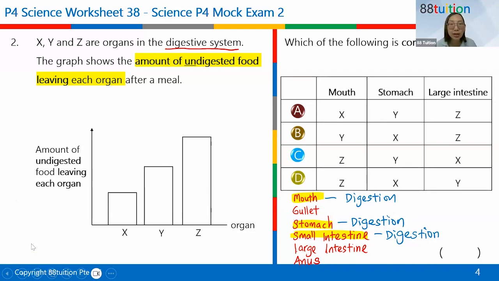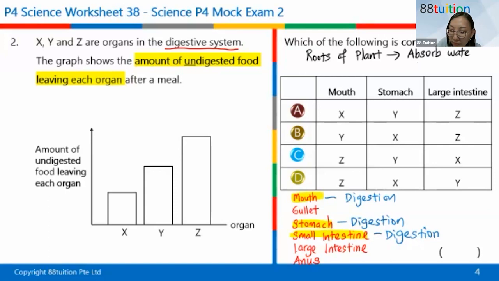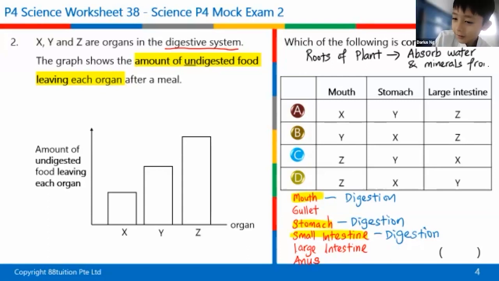Anyone knows? The large intestine is not to turn the food into poop, no. You must think of the roots. Everybody, I give you a clue. You all remember roots, the plant roots. Roots of plant absorb what? Absorb water and minerals. And minerals from where? From the soil, or from the ground.